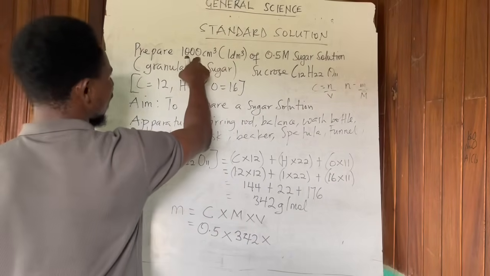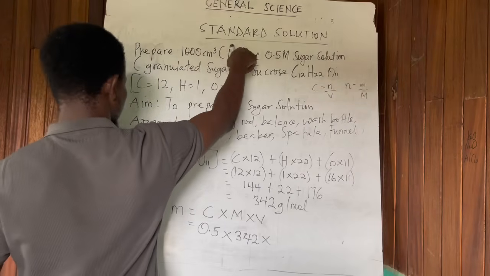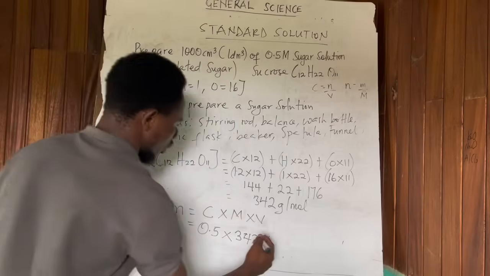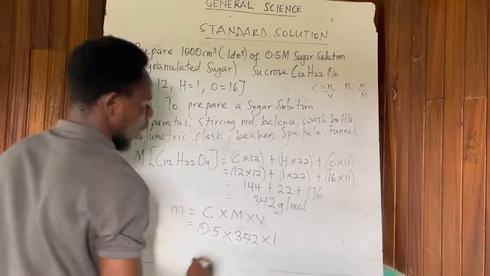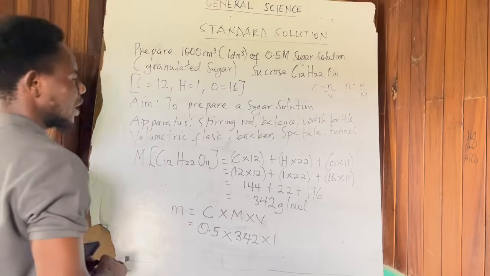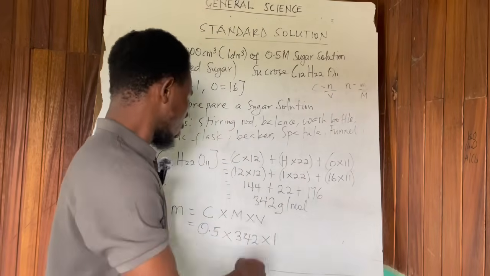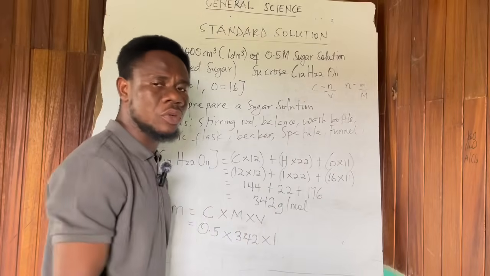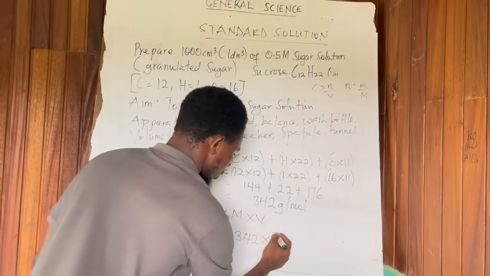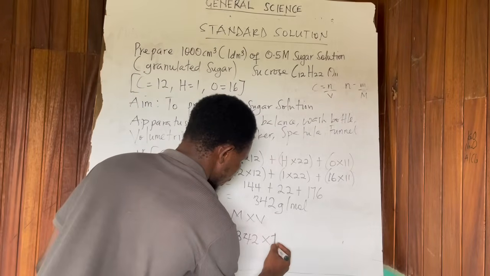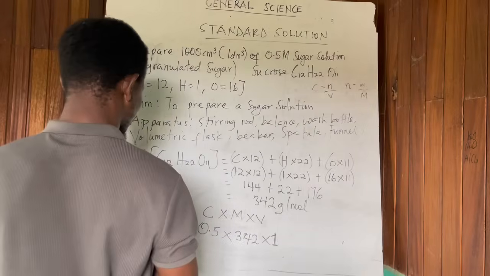Don't forget you have to change 1000 centimeters cubed to 1 dm cubed, which has already been written in the question. So my volume here is 1, and we are going to use the 1. Please, apart from dilution and standard solution, we have to change the volume. It is only in dilution that we don't convert from centimeters cubed to dm cubed. Now 0.5 times 342 times 1.